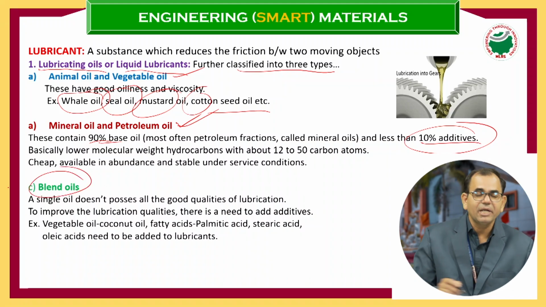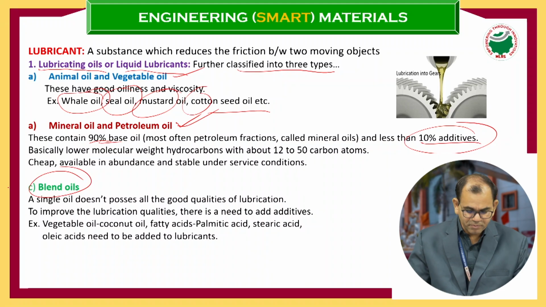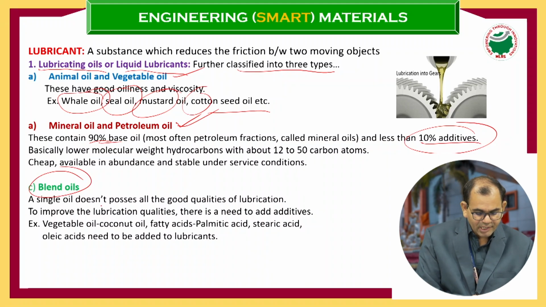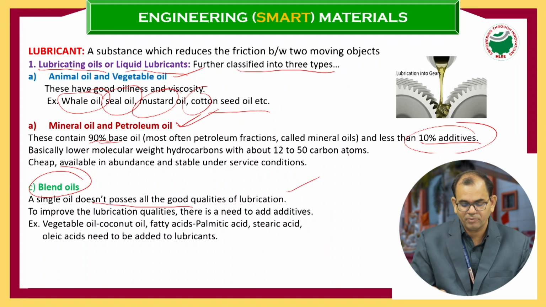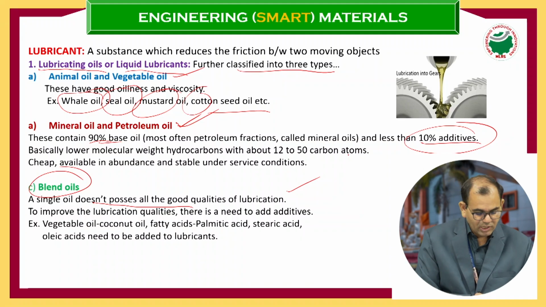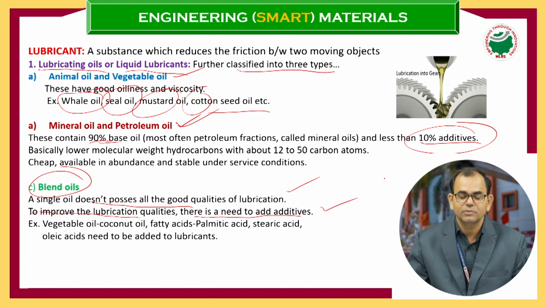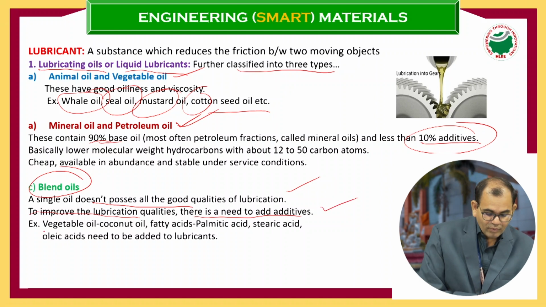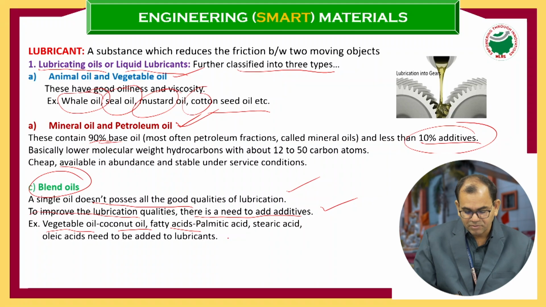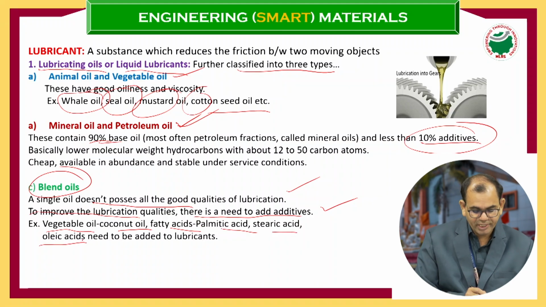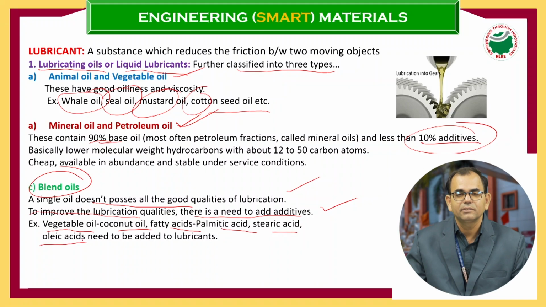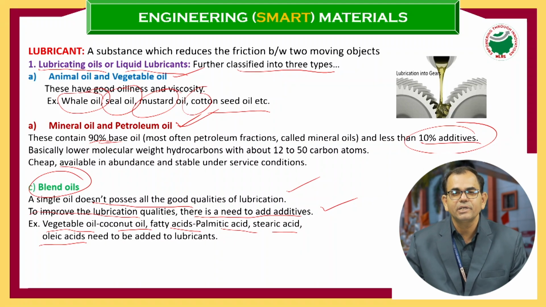Blend oils. Blend means a mixture of oils. What are those mixtures of oils? A single oil does not possess all the good qualities of a lubricant. That's why, to improve the lubrication quality, there is a need to add additives. What are those additives? Vegetable oil, coconut oil, fatty acids, palmitic acid, stearic acid, oleic acid, etc. are added. Then we make a blend, and these blends won't solidify easily.